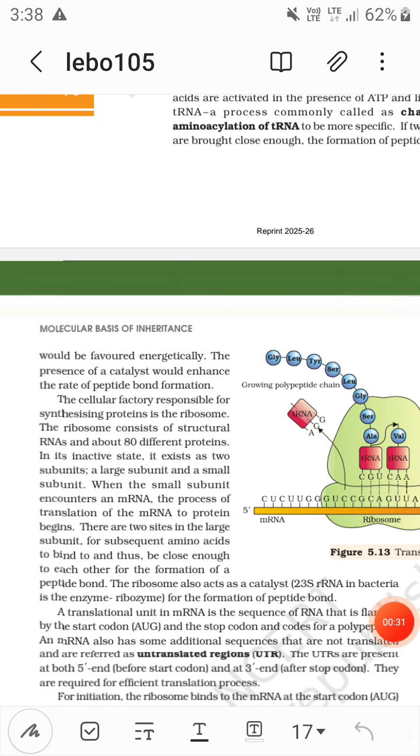Very important. The cellular factory responsible for synthesizing proteins is the ribosome. These are non-membrane bound organelles found both in prokaryotes and eukaryotes. Now, the ribosome consists of structural RNAs and about 80 different proteins. So ribosome is made up of structural RNAs and 80 different proteins.